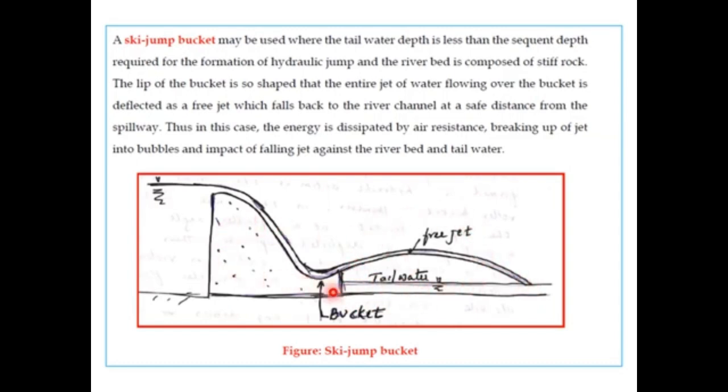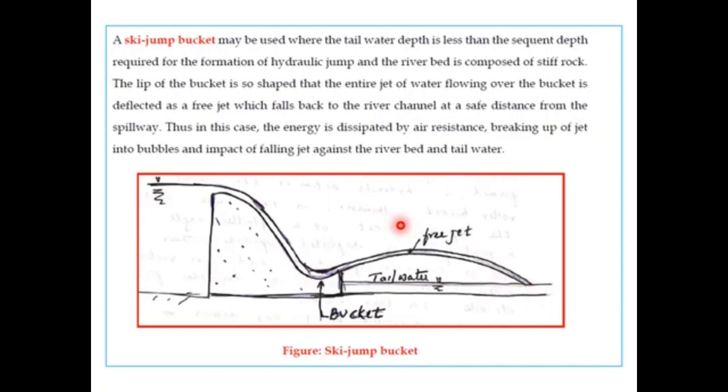Particularly, this type of sky jump bucket is provided only when you have very stiff rock, and the water is thrown at a very safe distance. The tailwater depth has to be less than the sequent depth. Here the dissipation of energy takes place because of the resistance of the air to the free jet. Also, whenever the jet is thrown, it breaks up into bubbles. That's how the energy dissipation takes place, as it hits the tailwater, or directly the river bed or the stiff rock.